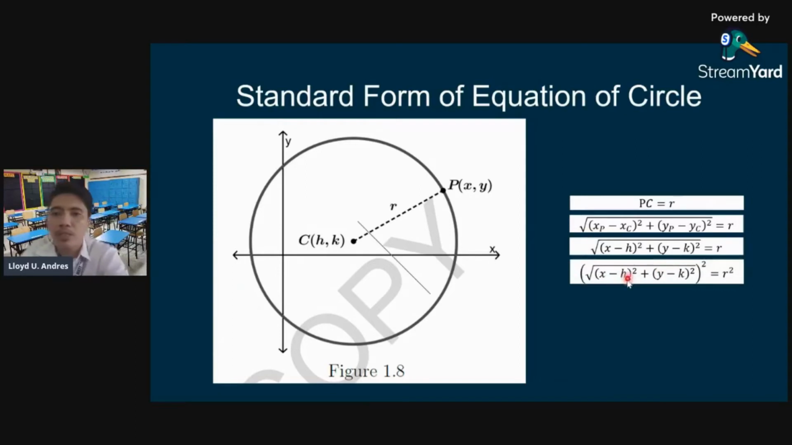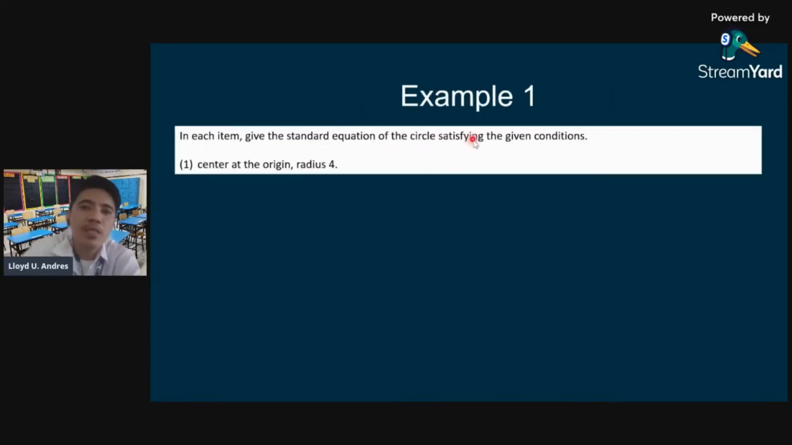Square both sides. So this becomes the quantity of x minus h squared plus y minus k squared is equivalent to r squared. So this is now our final standard form of equation of the circle. Let's discuss some examples. In each item, give the standard equation of the circle satisfying the given condition.